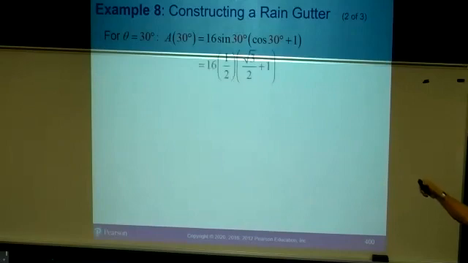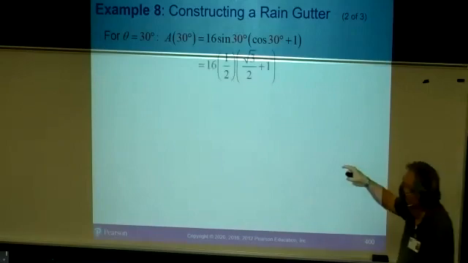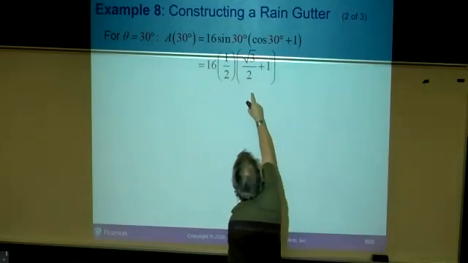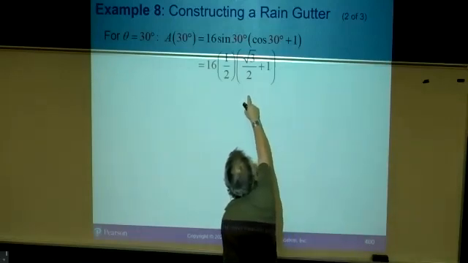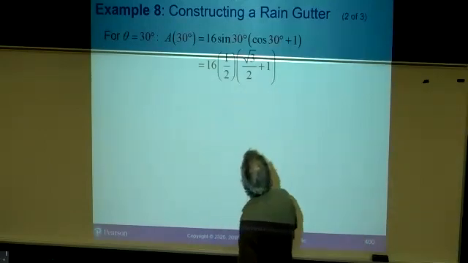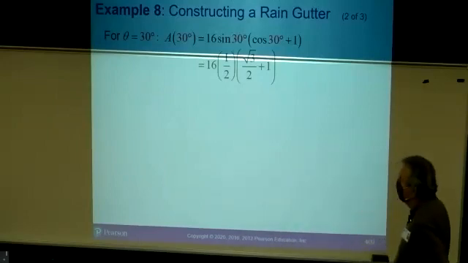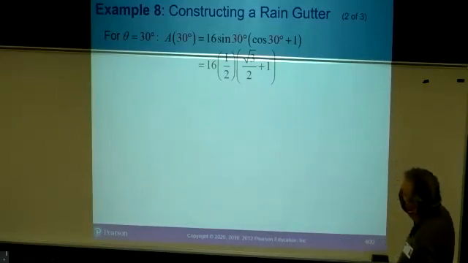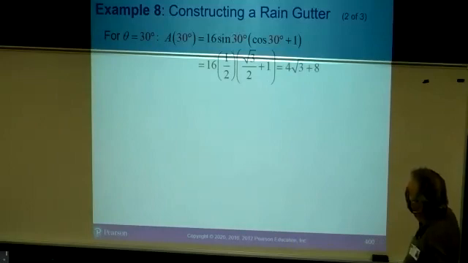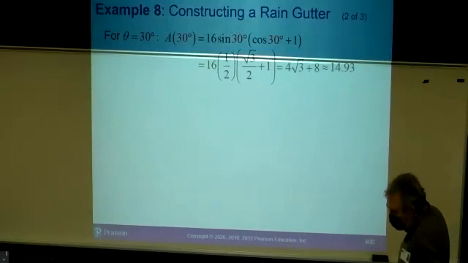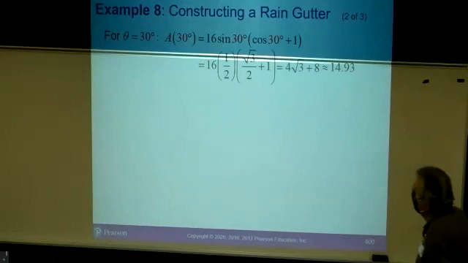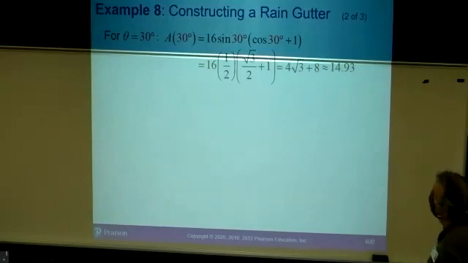For 30 degrees, sine of 30 is 1/2. Cosine of 30 is square root of 3 over 2, plus 1, and then we end up multiplying by 16. So we're going to end up multiplying by 8, and that becomes 4 square roots of 3 plus 8, which is approximately 14.893 square inches, I think is what it's in.